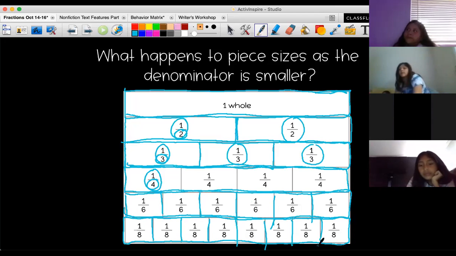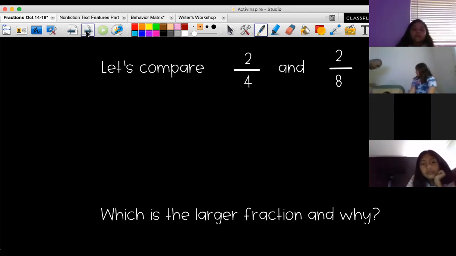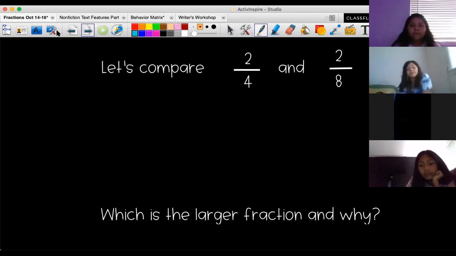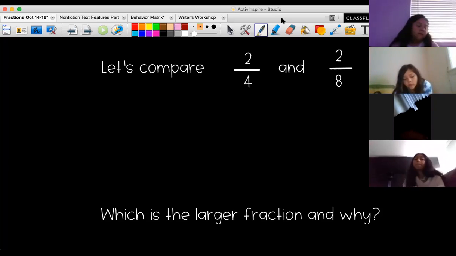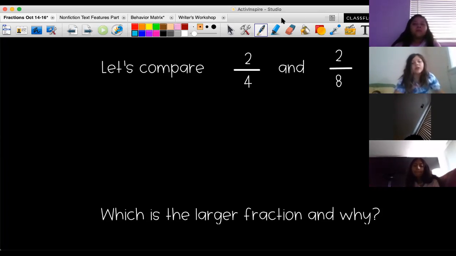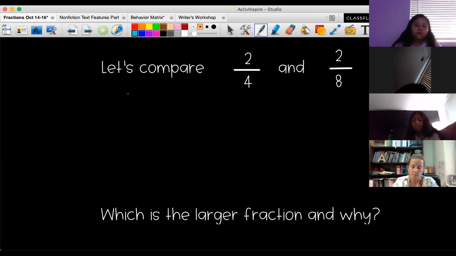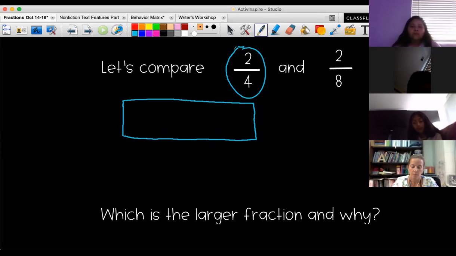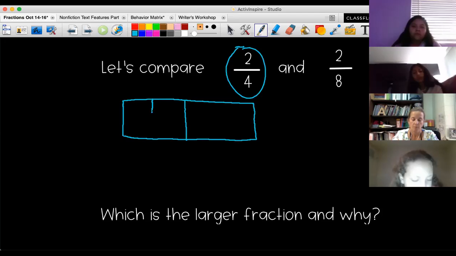Okay, well, my line's got a little funky right there. So we are going to compare 2/4 and 2/8. And we're going to start by drawing them. So Kayla, what would I do first if I want to draw these out to compare them? Draw a rectangle. So we're going to start with my 2/4. And Alejandro, how many equal pieces am I going to divide this rectangle into for 2/4? 4. And how many am I going to shade in? 2. 2, right.